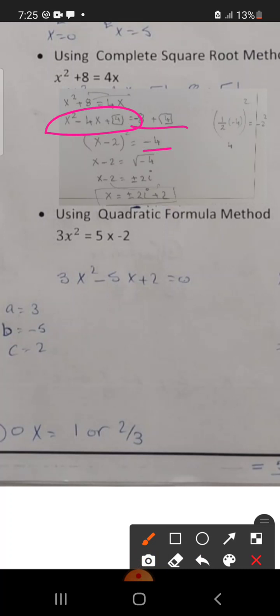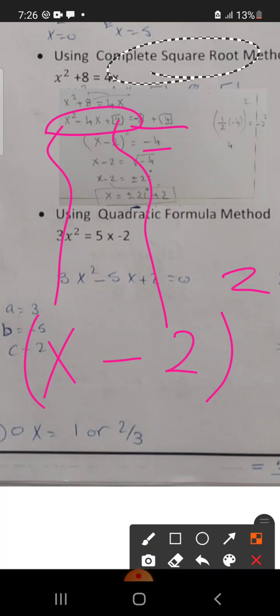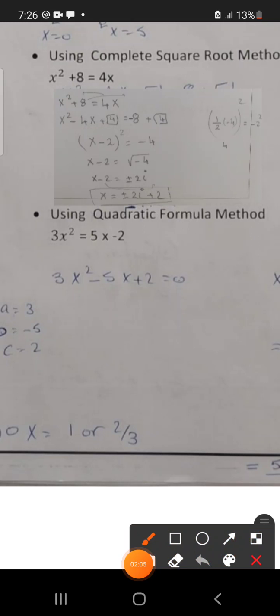Here, how can I complete the square? I will take the bracket, all squared. The square root of x squared is x, the square root of 4 is 2, and the middle sign is negative. So I get this by completing the square. Now, x minus 2 all squared minus 4. Negative 8 plus 4 is negative 4.